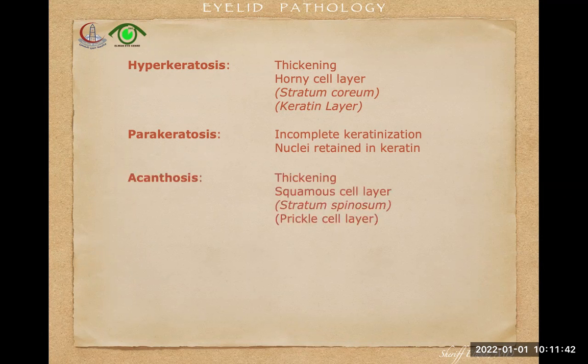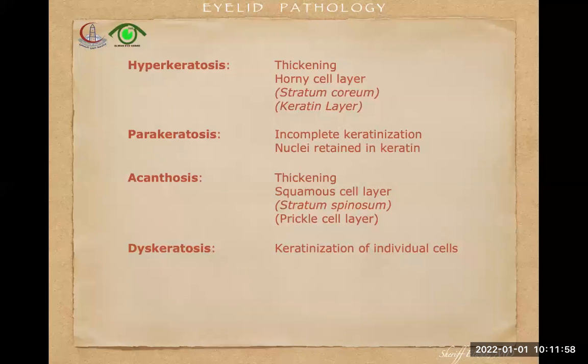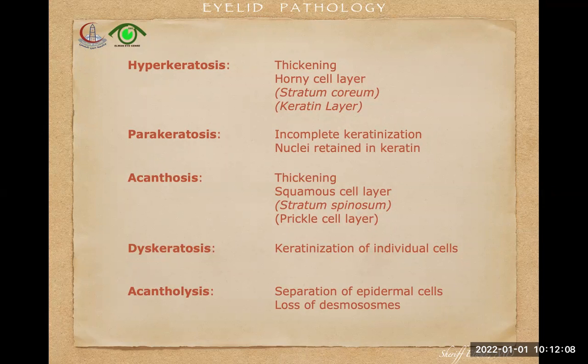And if there is a thickening in the squamous cell layer, or the stratum spinosum, or the prickle cell layer, this is called acanthosis. And if there is keratinization elsewhere than the superficial layer, that is keratinization of individual cells within the layers of the skin, this is called dyskeratosis. If there is separation of epidermal cells with loss of desmosomes, this is called acantholysis. So we have the terms hyperkeratosis, parakeratosis, acanthosis, dyskeratosis, and acantholysis.